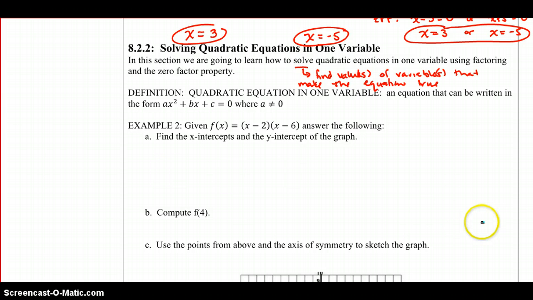Okay, so now we have, I'm sorry, I can't count, 1, 2, 3, 4 ordered pairs that all make our equation true. And so we've got 4 points that must be on our graph. So now part C says to use the points from above along with the axis of symmetry to sketch the graph. Okay, so we've got a point at negative 5, 0, and another one at negative 2. So these points side by side, our axis of symmetry must come right down between them, which is at negative 3.5.